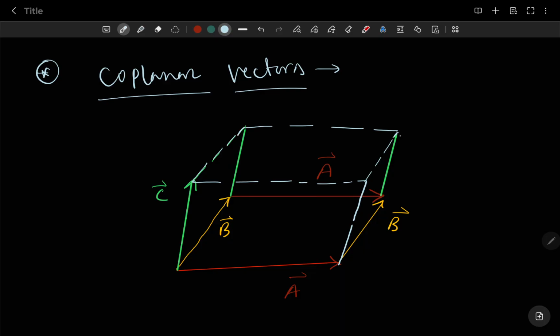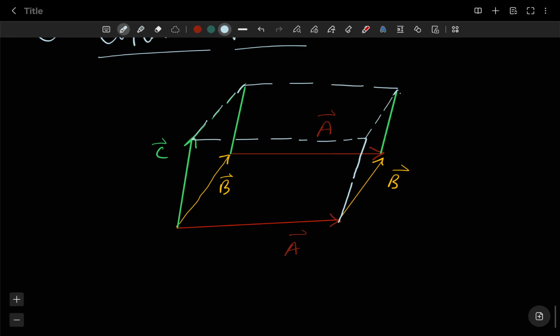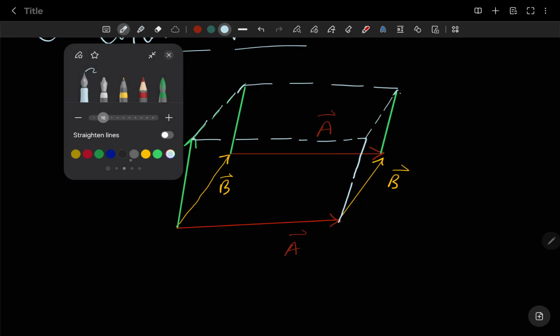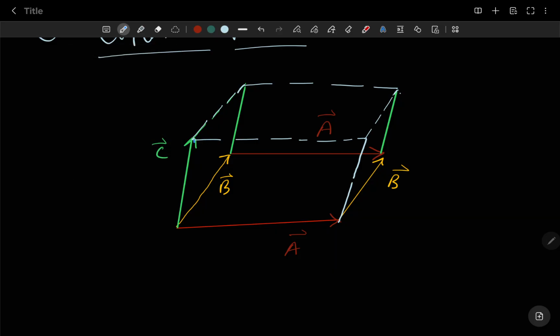Okay. So you are getting a parallelepiped, right? The adjacent sides of this parallelepiped are formed by these three vectors A, B and C. Now let us draw a perpendicular. Drop a perpendicular. Call this perpendicular H.